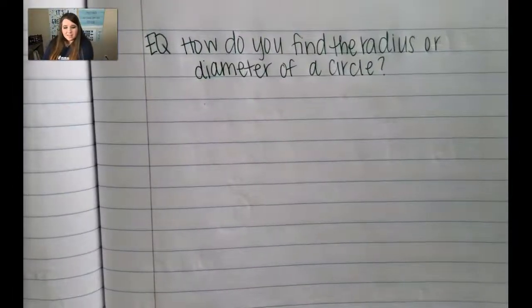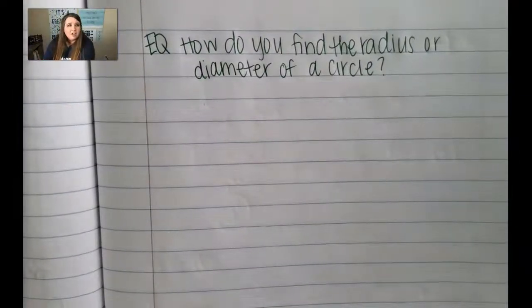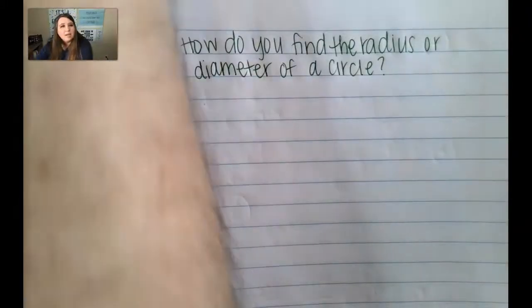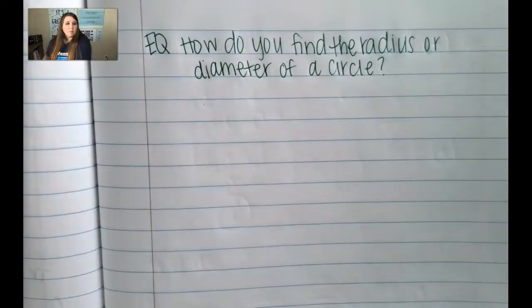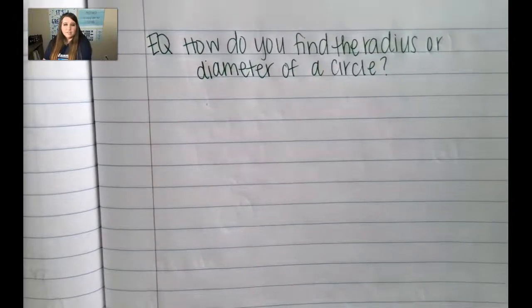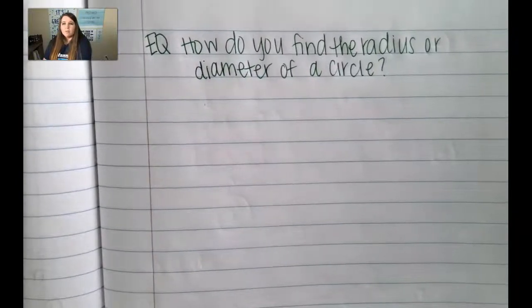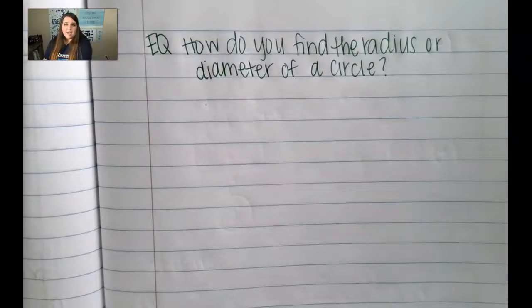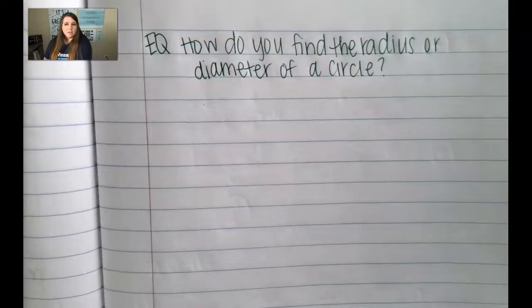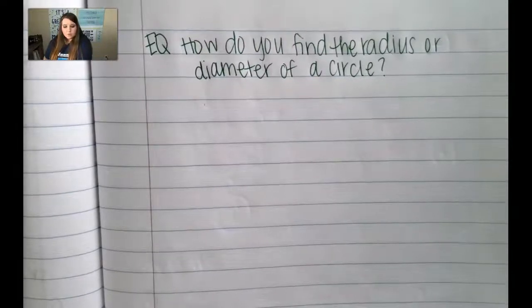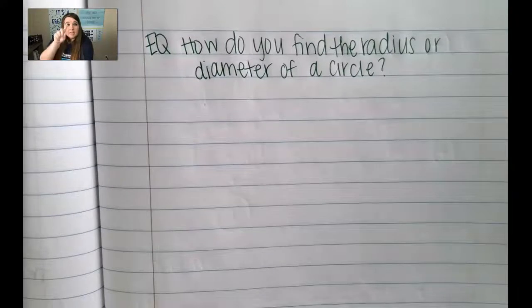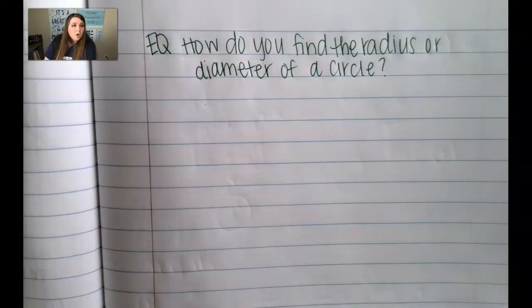Hi everyone. Today we are starting our journey into geometry and we will start to talk about circles. Our essential question is all about the radius and the diameter, and how do you find the radius or the diameter of a circle? First of all, we all know that a circle is a round shape. It has all closed edges.